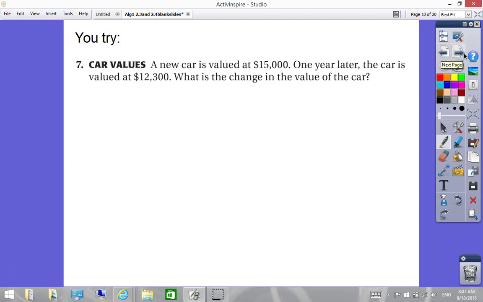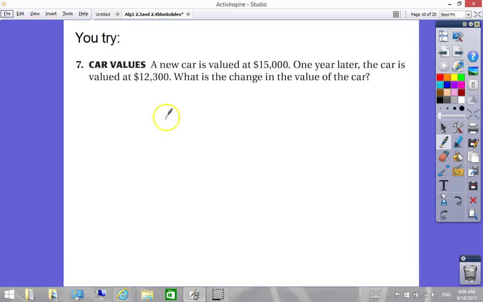So you try to do this one. A new car is valued at $15,000. One year later, the car is valued at $12,300. What is the change in value? I think a lot of you probably did it in your head, but just remember the process for subtracting numbers.